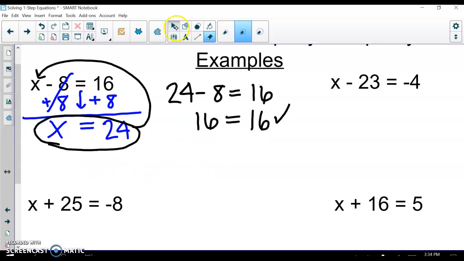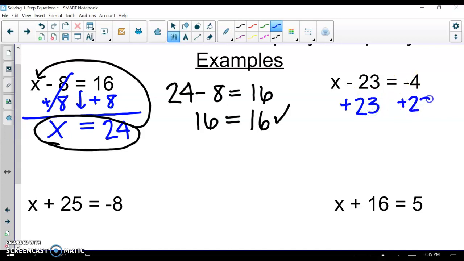All right, so our next one we have x minus 23 is equal to negative 4. So we're going to do the same thing. We have a negative 23. We want to zero that out, so we're going to do the opposite operation, which is addition. We're going to do the same number on both sides. All right, so we carry the equal sign down. Negative 23 plus 23 is 0, so we carry our x down. And then negative 4 plus 23 is going to give us 19.